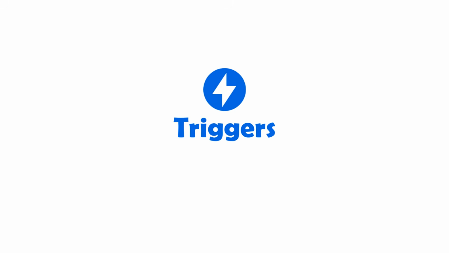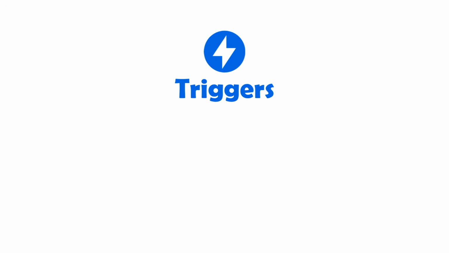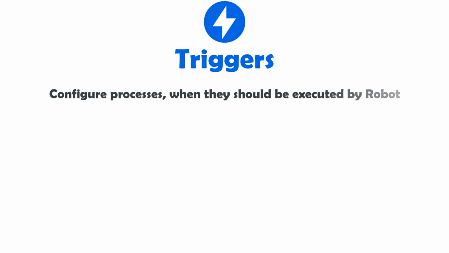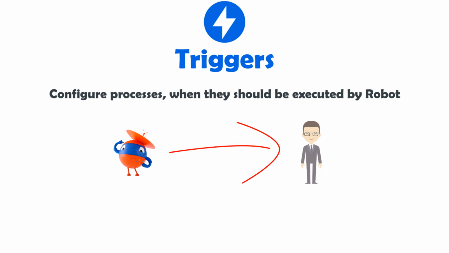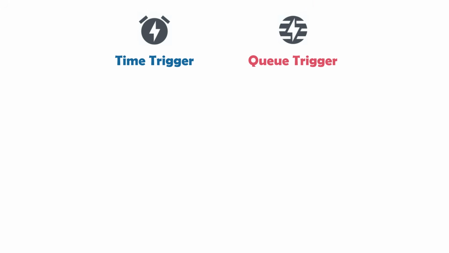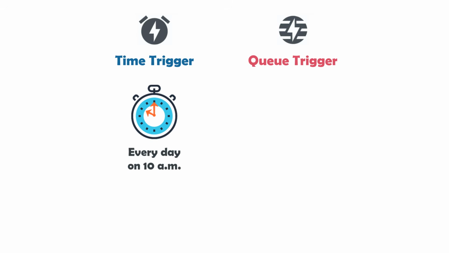The next point is triggers. What does a trigger mean? Why we use triggers? Triggers are to configure the processes when they should be executed by the robot. As I already mentioned, a robot is like an employee. The trigger is to tell this employee when he has to run the process. There are 2 kinds of triggers: time trigger or queue trigger. Time trigger means that we set a time when the process should be executed. For example, run the process every day on 10 a.m.